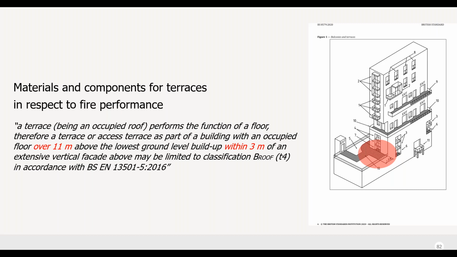Alternatively, if the terrace is planted, it can be broken up with fire-resisting walls or strips, such as paving, that achieve minimum classification of B roof T4. It is also worth noting that BS 8579 provides further guidance on how B roof T4 can be achieved using paving slabs, as it is not quite as straightforward as set out in the deemed to comply Commission Decision 2000/553/EC. Now, turning to guarding. Next slide, please.